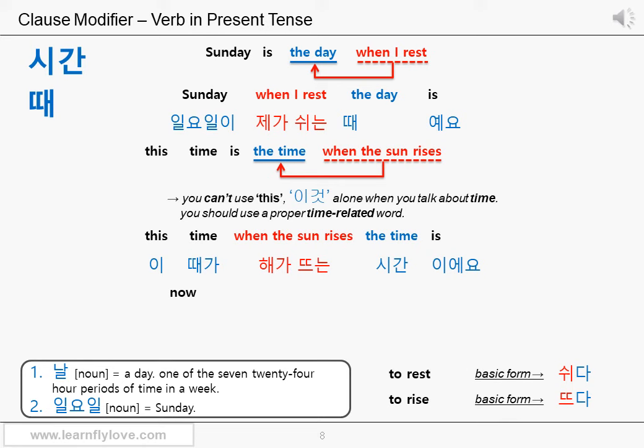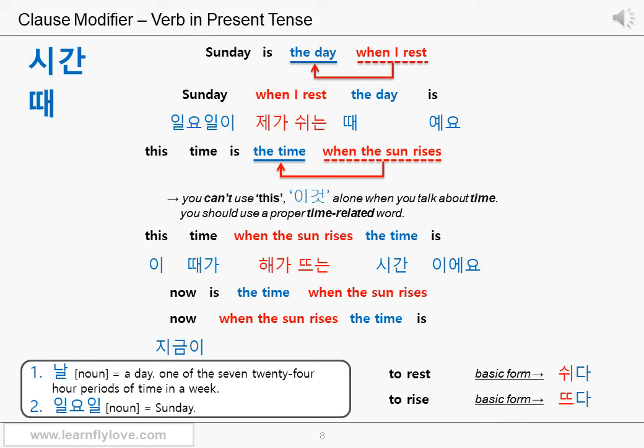Next sentence. In Korean, now and tomorrow are used as nouns very often. Now is the time when the sun rises. When you talk about a certain point in time, you use the exact time or now or tomorrow as a subject very often in Korean, and it's not strange. It's actually preferred. Now, when the sun rises, the time is.